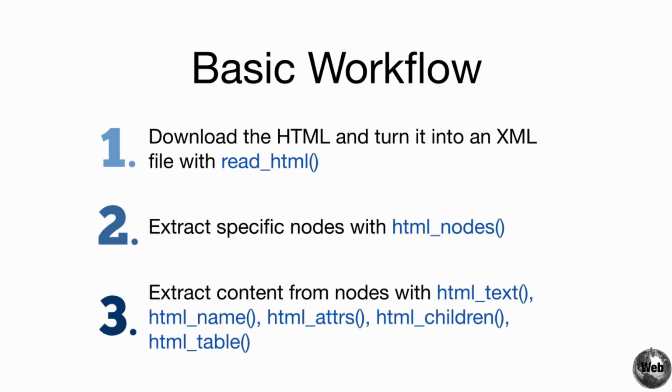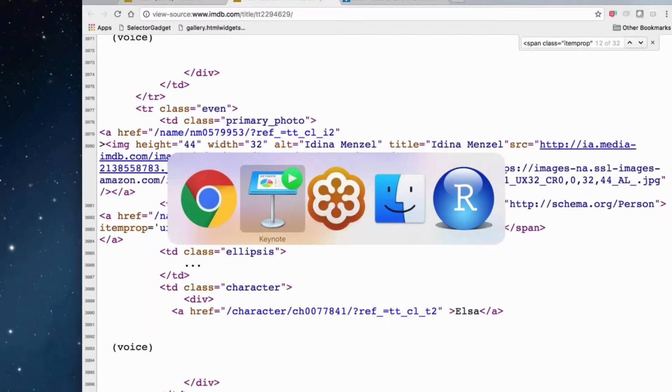And then finally, once you have the specific node you want, like the span node, for example, you can extract the content of the node using one of these helper functions. Or alternatively, you can extract the name, span, or the attributes of the tag, such as class equals this and itemprop equals that. You could also extract the tags that are children of that tag, and you can extract tables in a specific way. So I'm going to cover all of these things, and I'm going to do this in RStudio with some real code.